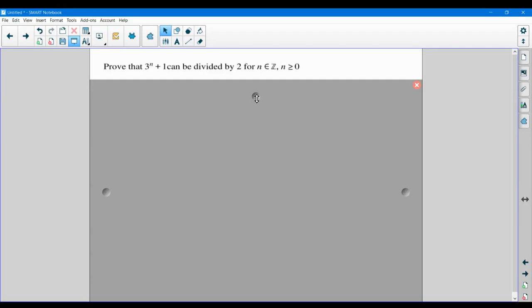This is an induction proof using divisibility. So this is a nice, relatively easy one to start with. So 3 to the power of n plus 1 can be divided by 2, for all integer values n greater than or equal to 0.